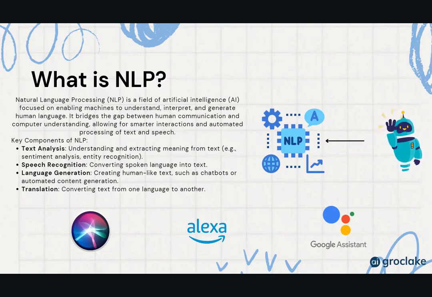It's a field in artificial intelligence focused on enabling machines to understand, interpret, and generate human languages. It bridges the gap between human communication and computer understanding, allowing for smarter interactions and automated processing of text and speech. So they are very key components. If you have ever used Alexa or Siri, you say, "Hey Siri, tell me about the weather today." It always responds like a human. It gives you a response like, "Today weather conditions are 23 degrees and rainy." So you see there's a proper human-like response.